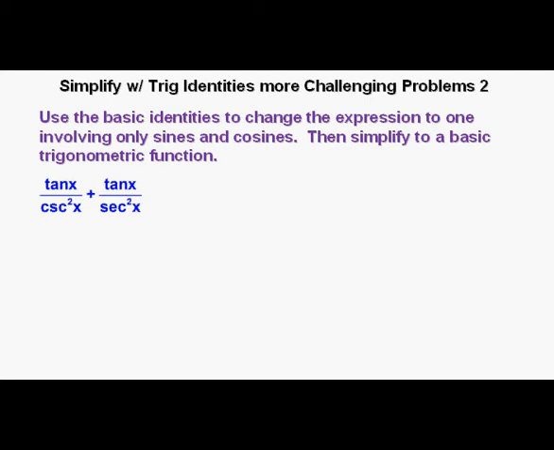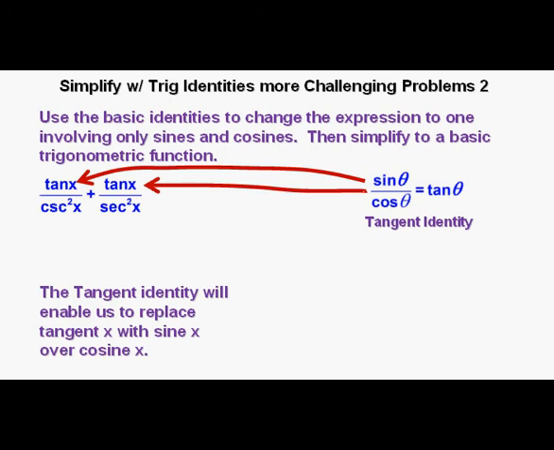Next problem: use the basic identities to change the expression to one involving only sines and cosines. Then simplify to a basic trigonometric function. We have the expression tangent x over cotangent squared x plus tangent x over secant squared x. According to the instructions given, we'll look to turn everything into sine and cosine, and then simplify from there.